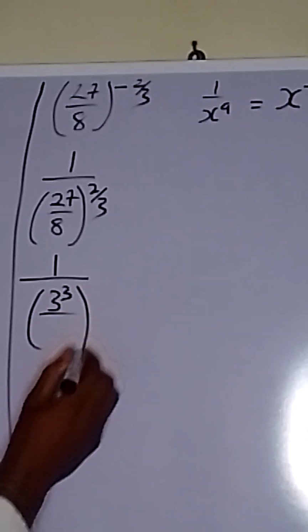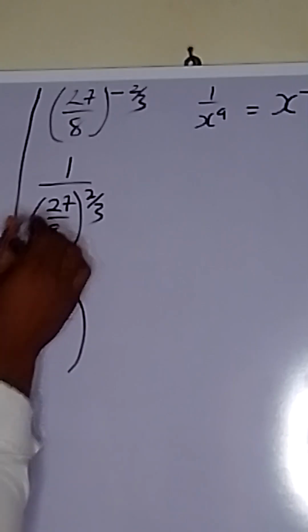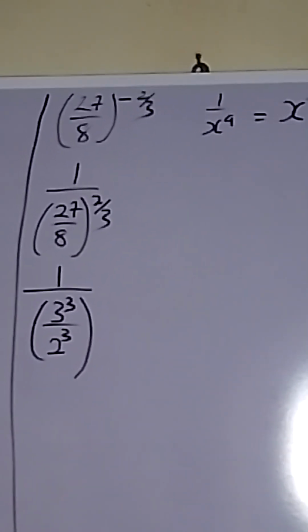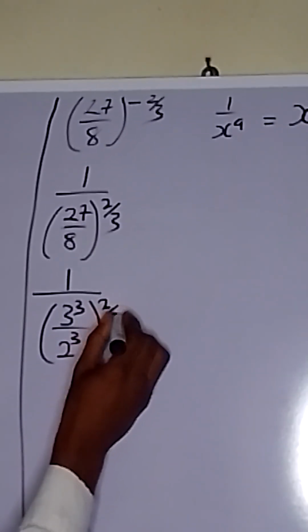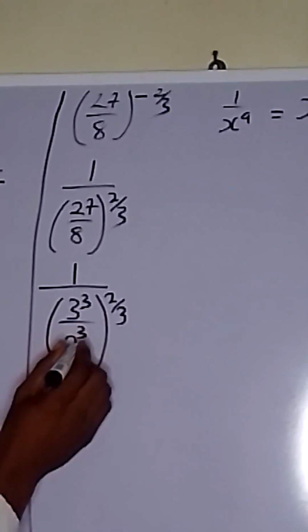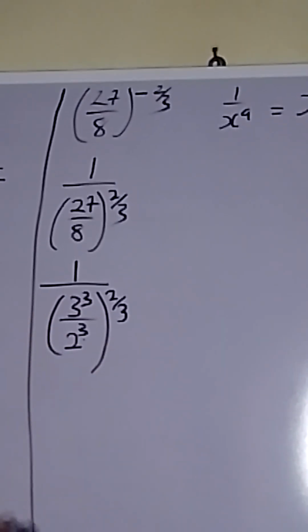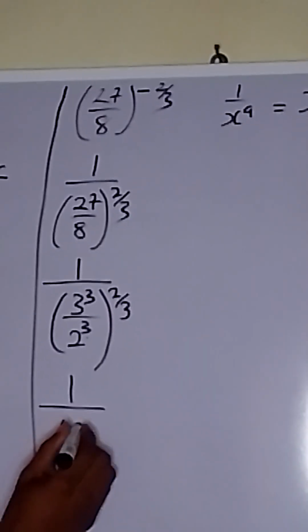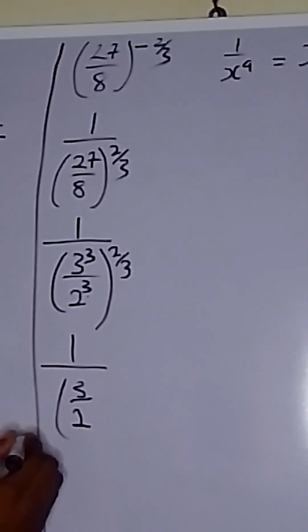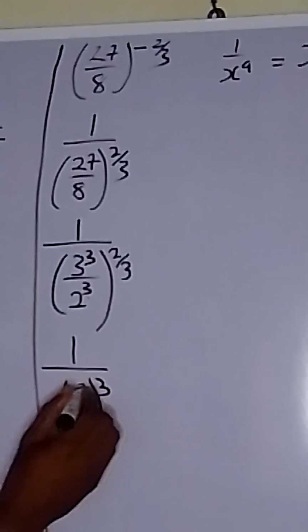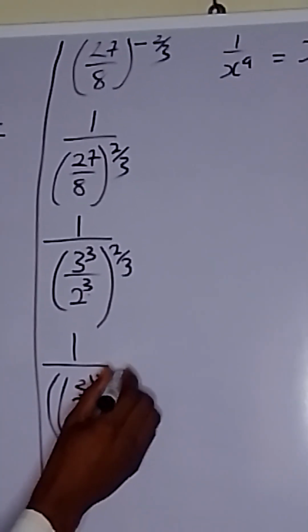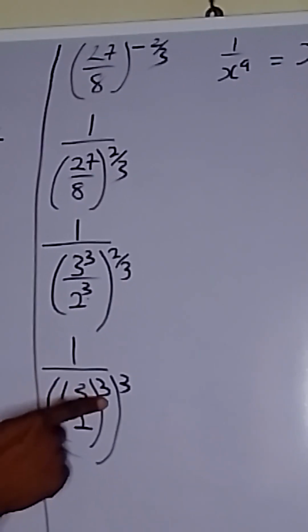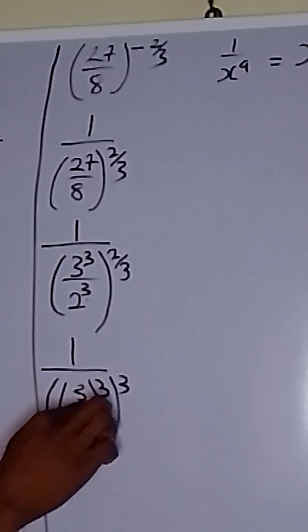That's 3 times 3 times 3 will give you 27. And 8 is also 2 raised to power 3. 2 times 2 times 2 will give you 8. Then all raised to power 2 over 3. Now the numerator here and the denominator here, they are all raised to power 3. So there is no harm in writing 1 all over 3 over 2 raised to power 3, then all raised to power 2 over 3. That's to show that these 3 and these 2, both of them are raised to power 3. I just factored their power out here.